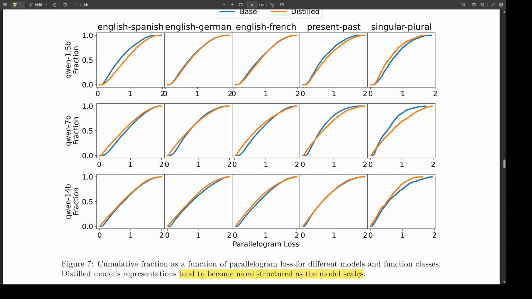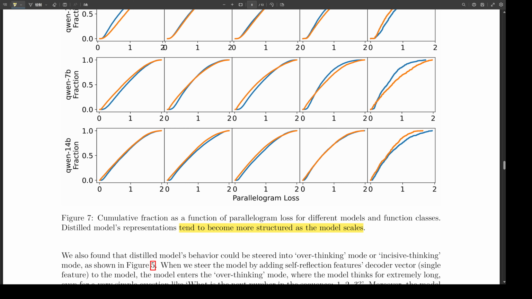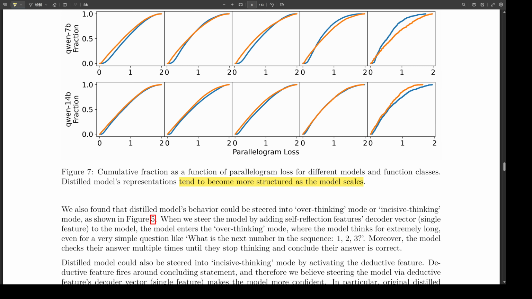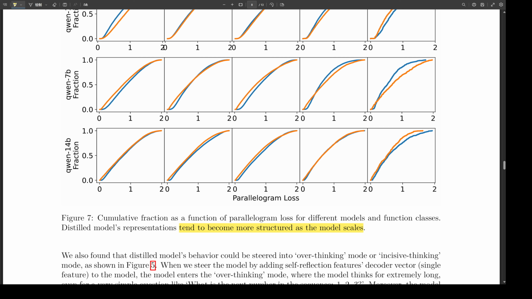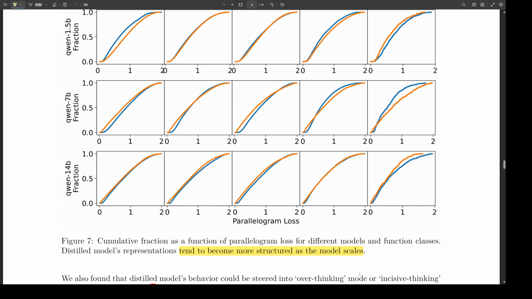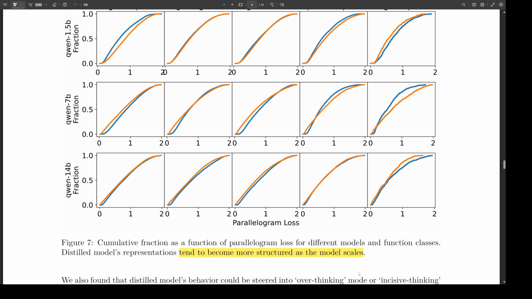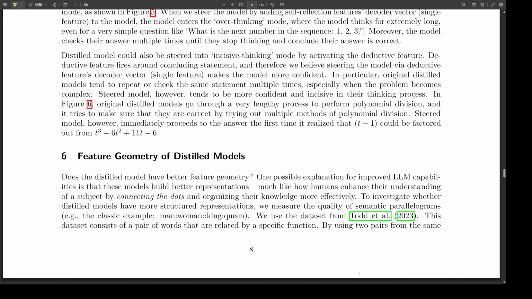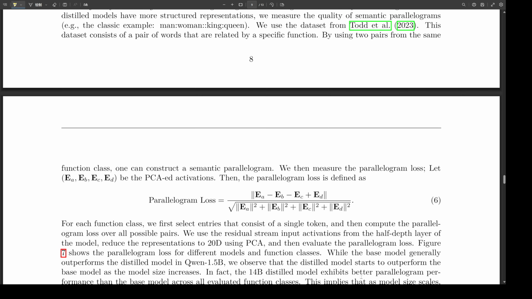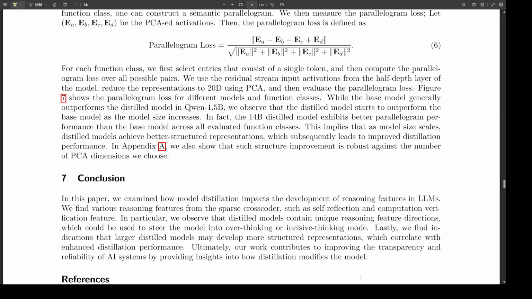Semantic parallelograms. Okay, you've piqued my curiosity, so explain it to me like I'm 5. Sure. So imagine you have two pairs of words, man and woman, and king and queen. Okay. And these pairs have an analogous relationship, right? Right. Now, in the AI's internal representation, these words are represented as vectors or points in this high dimensional space.